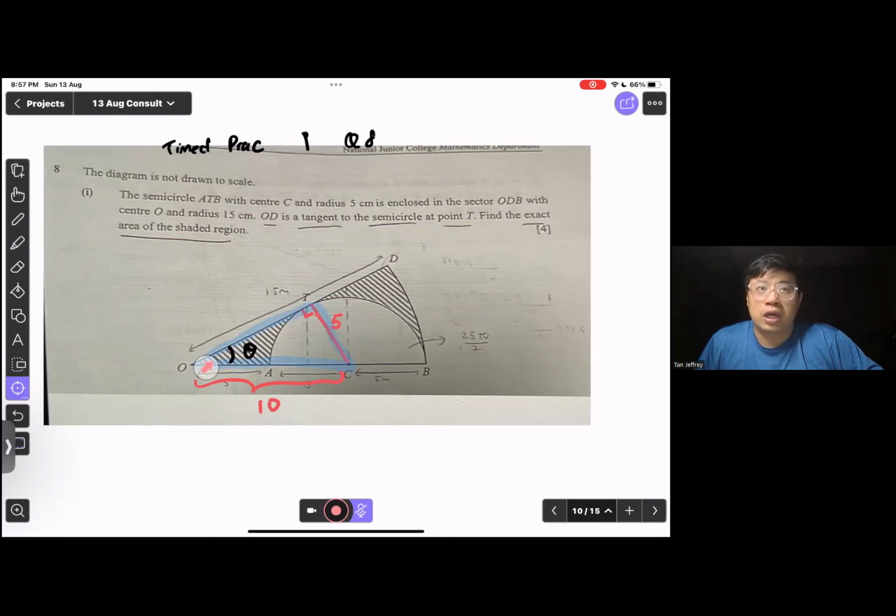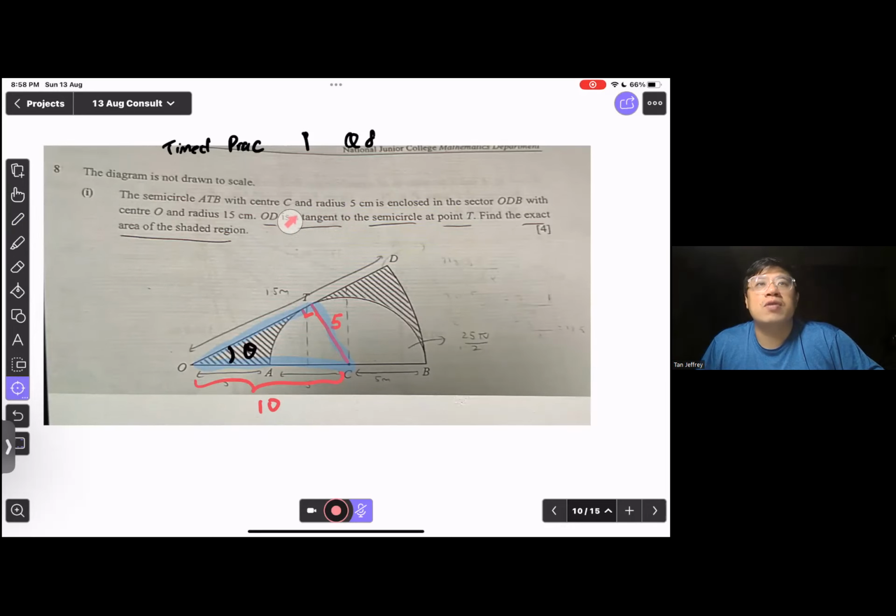You can draw a tokaso here. The tokaso will help you to find this angle. It's like looking through your ingredients before you start cooking, right? I cannot find the area of this ODB. Why? I'm lacking this angle. So what else can give me this angle? Probably not a sector. How about a right angle triangle?